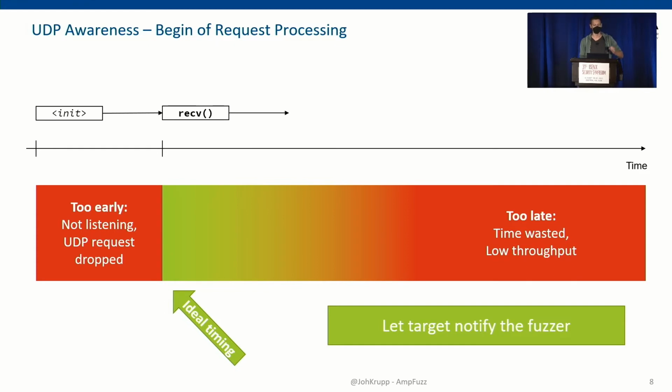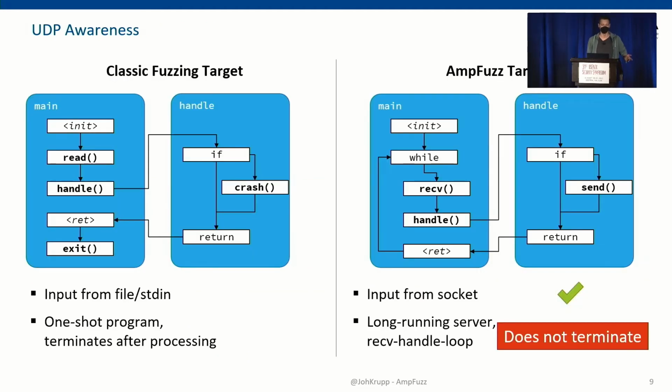Namely, we can make the target notify the fuzzer that it's ready, just by inserting another function that notifies our fuzzer that we're now ready to receive input, and then continue the execution. And this solves the first problem. We still have the second problem, though, that the processing does not terminate. And this is a problem for us, because as a fuzzer, we don't know whether we will never receive a request or receive one or many.